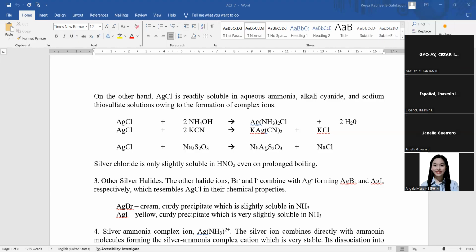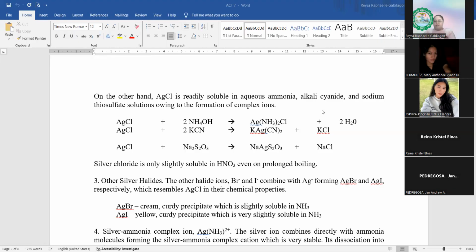Please check what your answer is there. Did it dissolve? The precipitate should dissolve when you add ammonium hydroxide, the aqueous ammonia we used. So this should be the equation: the silver chloride, when it reacts with ammonium hydroxide, forms a complex, the silver ammonia chloride or silver ammoniated chloride. And then the remaining product is 2 molecules of water.